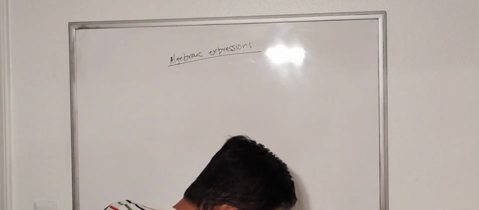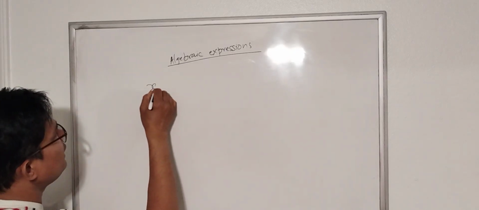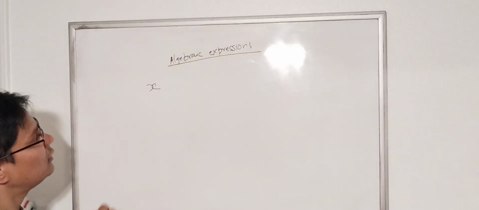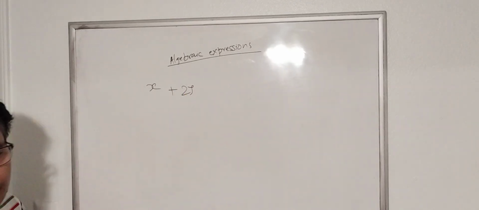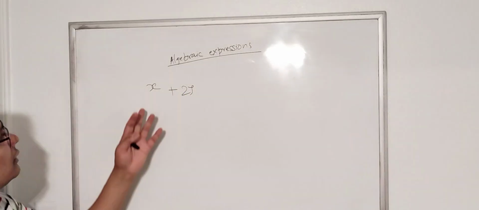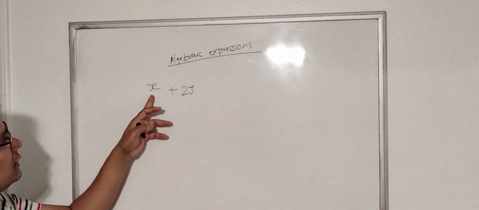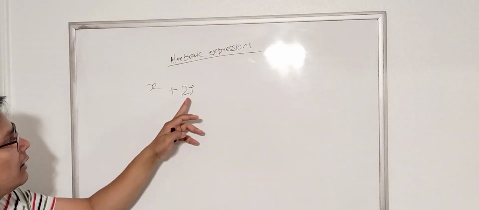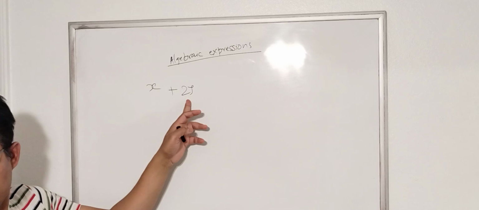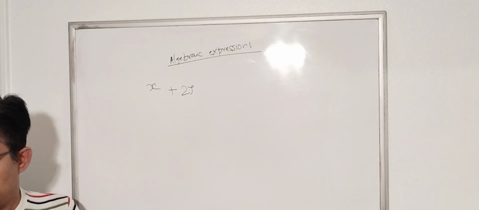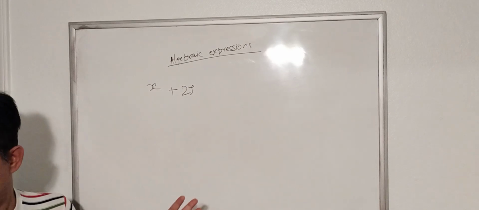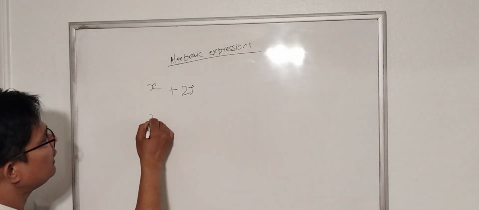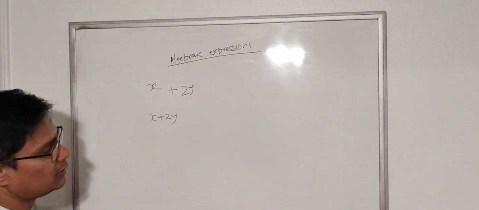Okay, let's think about the easy one. One expression is x, one is 2y. Now if I have to sum them, what will you get? So you have to see, this expression does not have y, this expression does not have x. So if the variable term is not the same, you cannot sum. So the answer will be x plus 2y, okay.